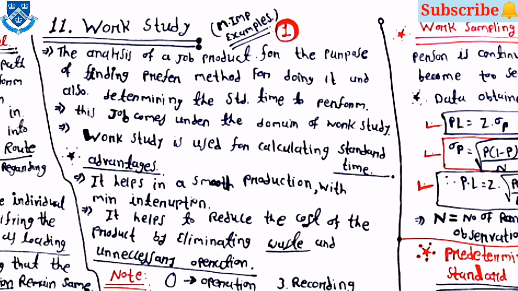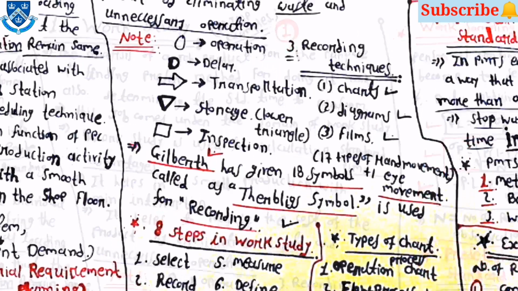Now the next topic is work study. It is the analysis of a job or product for the purpose of finding the preferred method for doing it and also determining the standard time to perform it. This job comes under the domain of work study, and work study is used for calculating the standard time. The advantages are that it helps in smooth production with minimum interruption, and it helps to reduce the cost of the product by eliminating the waste and unnecessary operations.